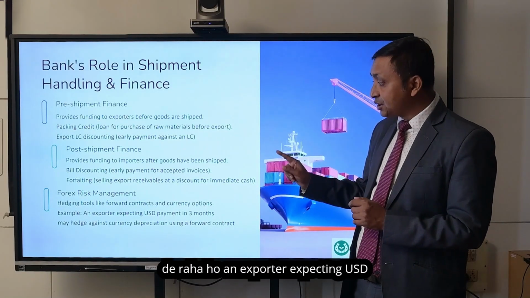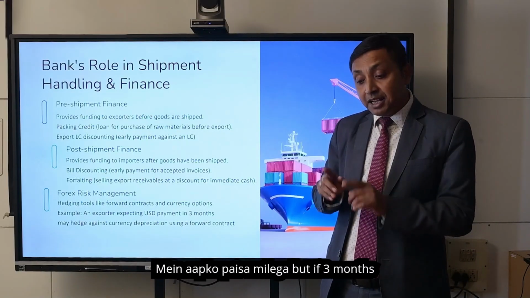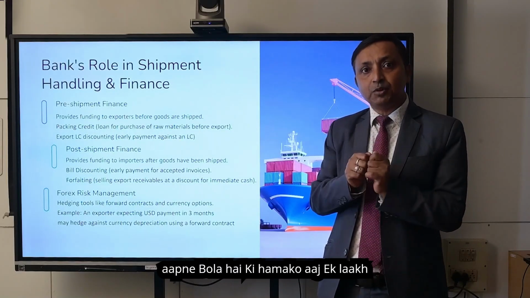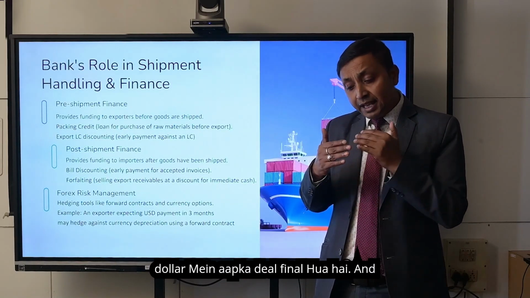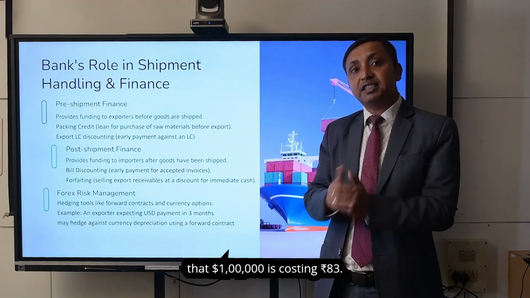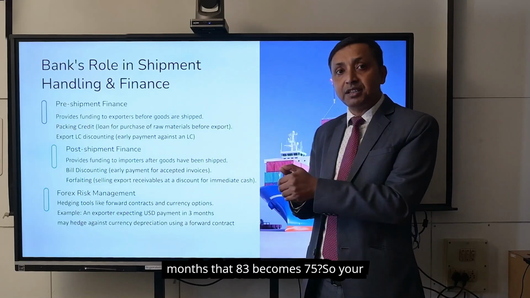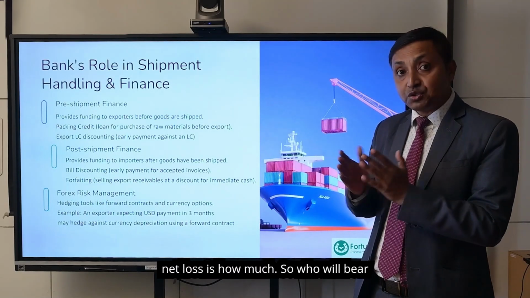एग्जाम्पल दे रहा हूँ. An exporter expecting USD payment in 3 months. 3 महीना बाद में आपको पैसा मिलेगा. But इस 3 months में डॉलर प्राइस will be not fixed. आज आपने बोला है कि हमको आज 1 लाख डॉलर में आपका डील फाइनल हुआ है and that 1 लाख डॉलर is costing 83 rupees. What if after 3 months that 83 becomes 75? So your net loss is how much? So who will bear that loss?